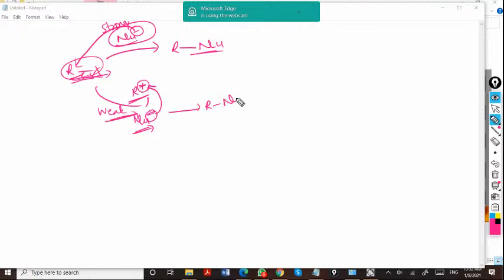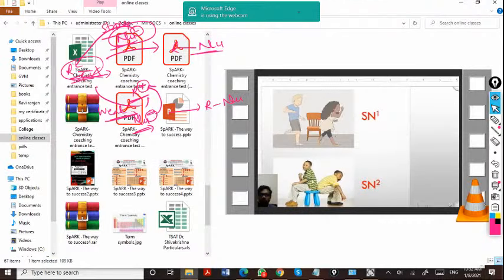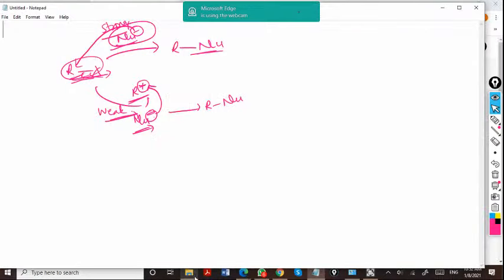The product. So the basic difference is about the strength of the nucleophile. When the nucleophile is stronger, it's going to push. You can imagine the second picture. So when the nucleophile is stronger, it is going to push, so it is an SN2 reaction.